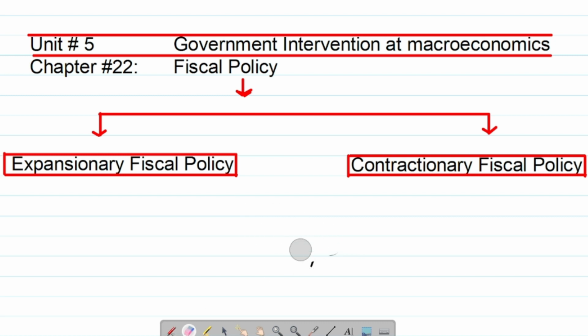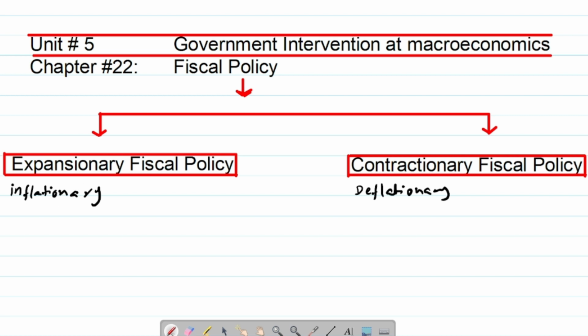So now moving to its types. Expansionary fiscal policy is sometimes also known as inflationary fiscal policy. It is known as inflationary because it causes inflation, demand pull inflation in the country. And contractionary fiscal policy is also known as deflationary fiscal policy because it causes deflation or decreases price level in the country.